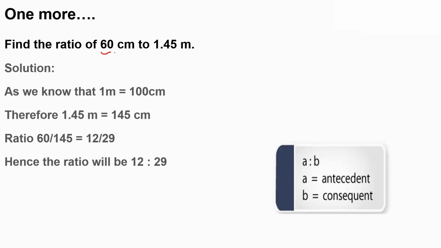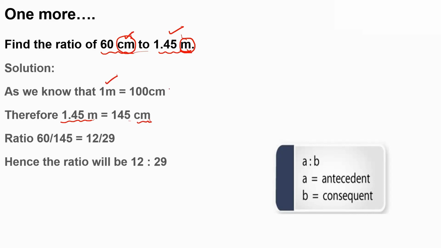Now these are the basic simple topics for ratio. Find the ratio of 60 centimeter to 1.45 meter. One more thing for you. Can we compare these things? We can compare if they have the same unit. If this is in centimeter, we have to reduce meter into centimeter. Or I can make 60 centimeter into meter as well. In both ways, I can find my answer. This is in centimeter, this is in meter. So I will first make 1.45 meter equal to how many centimeter?